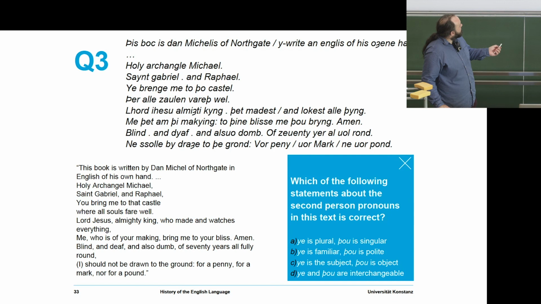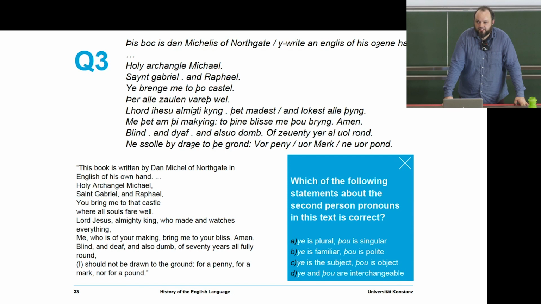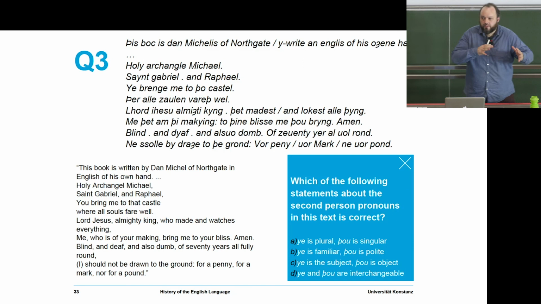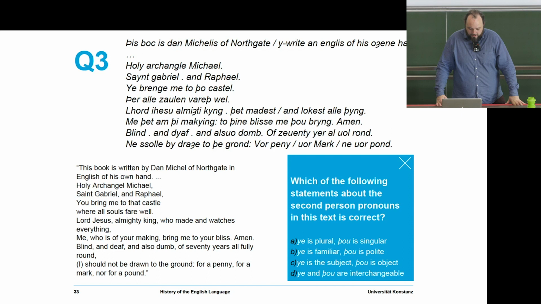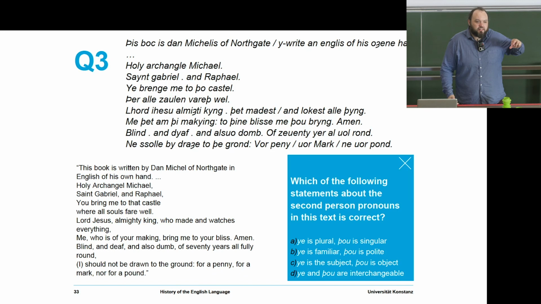It's certainly more plausible than this one. Ye is familiar and thou is polite. Because why would you be familiar with the Archangel Michael, Saint Gabriel, and Raphael and only be polite to Jesus? Right. That seems weird. Plus, we know that if anything, the distribution was the other way around. And this is something we covered before. And similarly, the other two explanations cannot possibly be right. So sometimes, with these multiple choice questions, you'll have to use process of elimination. When you've eliminated the answers that you know are wrong, then if there's only one answer that remains, that must be the right one. Right? Classic Sherlock Holmes logic.